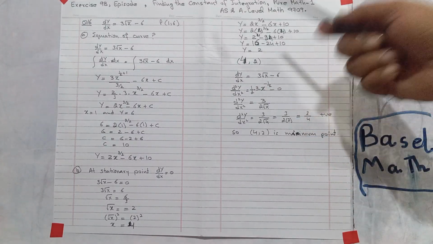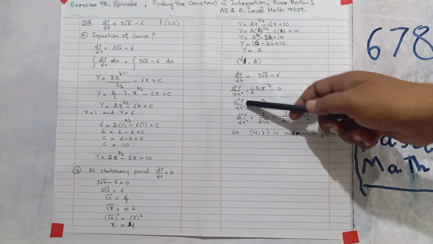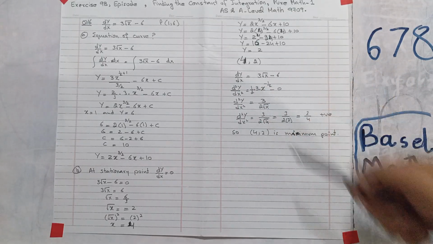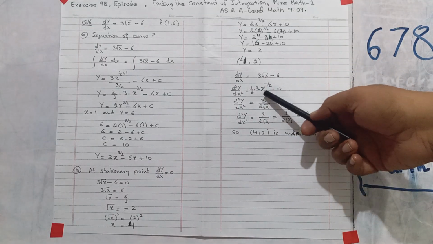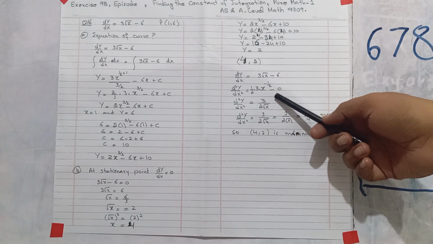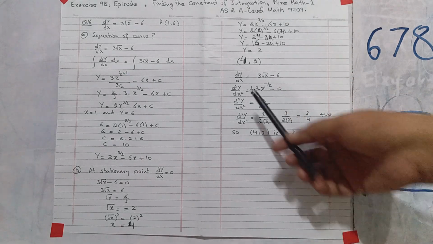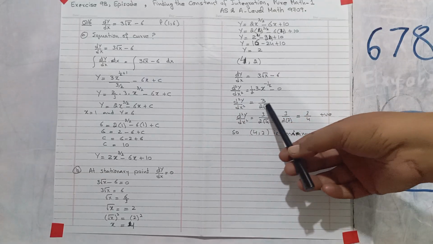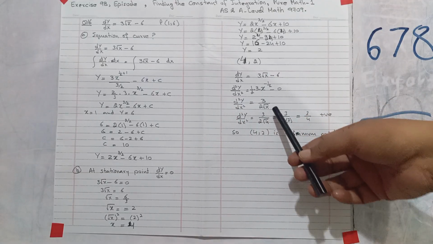So this derivative, I will differentiate it again. So d square y by dx square will be equal to, the power will come to the front: 1 by 2 into 3 into x raised to power 1 by 2 minus 1, so minus 1 by 2 power is left. Minus 6, its derivative is 0. So d square y by dx square will be equal to 3 divided by 2 under root x.